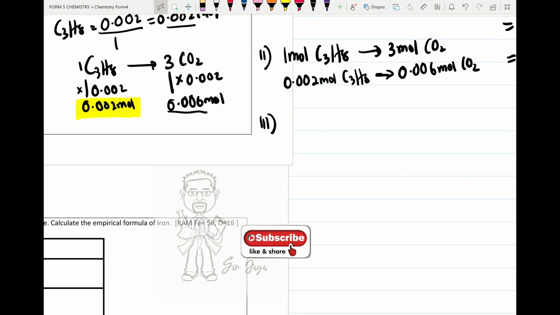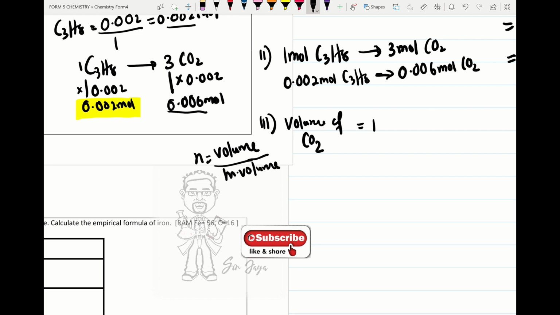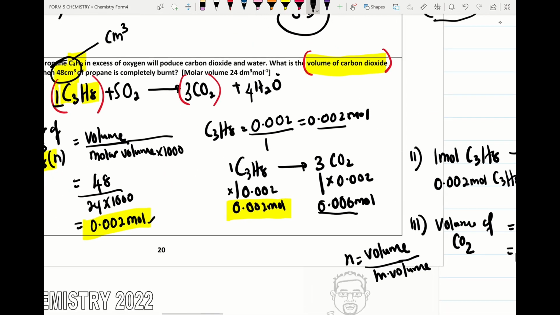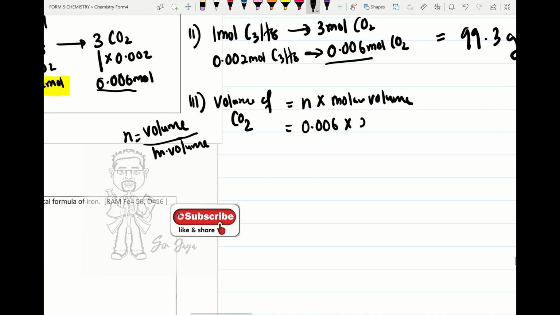How to do the final step? We try to find the volume of carbon dioxide. How to find the volume of carbon dioxide? From this formula, volume divided by molar volume. We try to find the volume of carbon dioxide, number of mole times molar volume, which is given in the question. So number of mole, we take this mole 0.006 times the molar volume given in the question, which is 24. So the answer will be 0.144. The unit will be dm³. Alright, so this is the answer that students must remember.